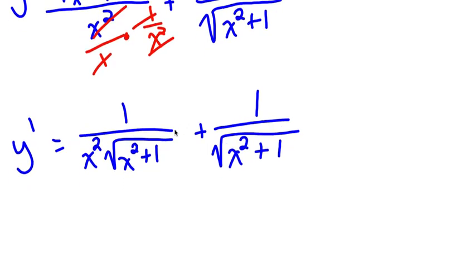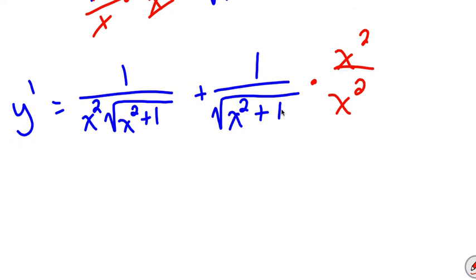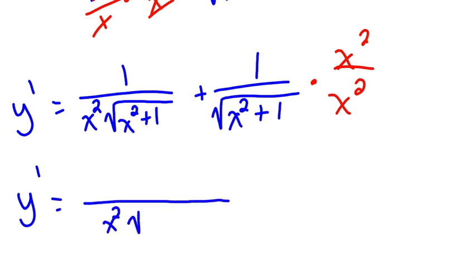Now we need a common denominator. I'm going to combine this together to simplify. They both have a square root of x squared plus 1, but this one has an x squared and this one doesn't. So I need to multiply this by x squared over x squared to get my common denominator. We're almost there. Hang with me here. We got another step or two. So my common denominator is x squared times the square root of x squared plus 1. My numerator is 1 plus x squared.